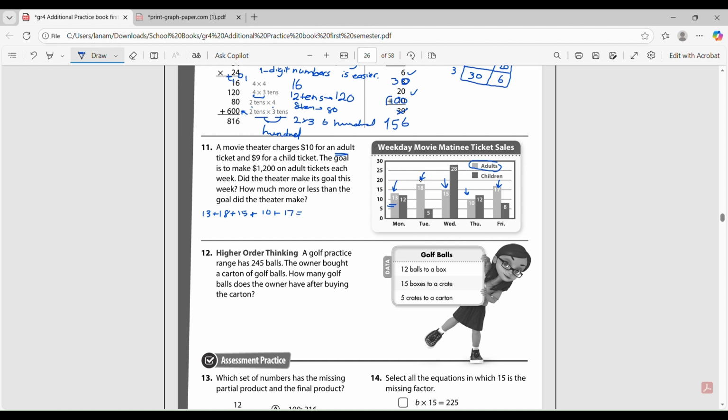We can write them like this if it's easier for you. 13, 18, 15, 10, 17.